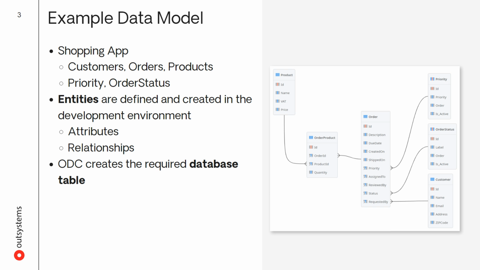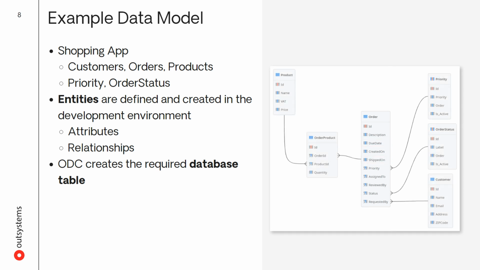On the right side of the screen, we can see a representation of our shopping app's data model. We can see here that the order might have a relationship with different products. We also see that the order would be placed by a customer. And the order has a relationship with its priority and its status. Among other attributes, the order has a due date and a shipped on date. So, these attributes will represent all the information relative to an order.